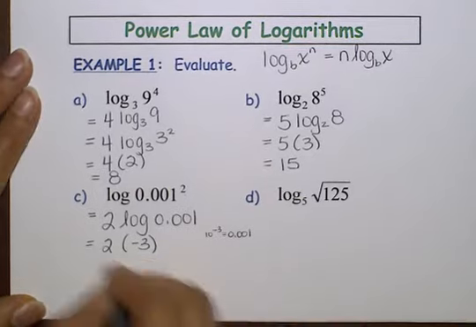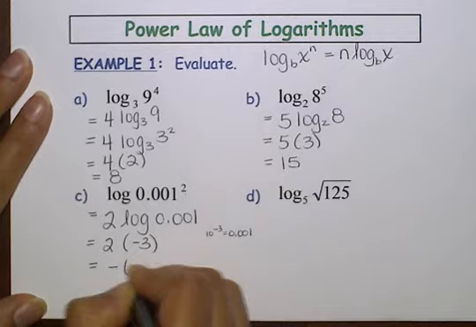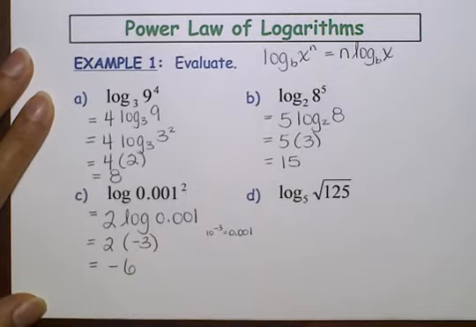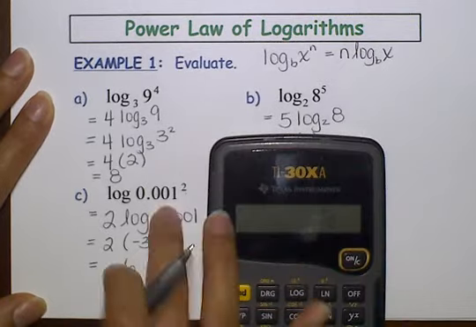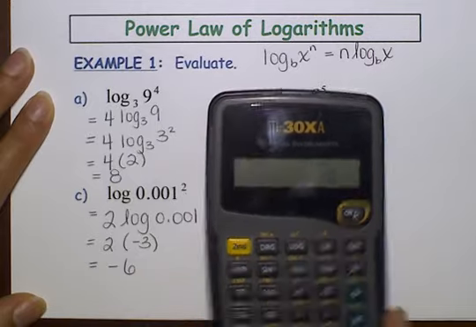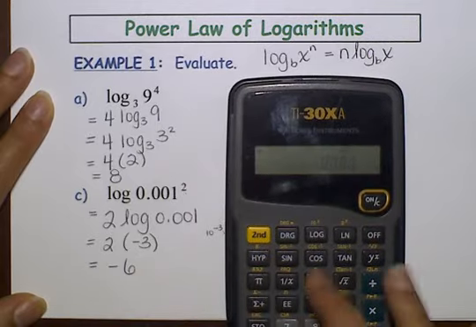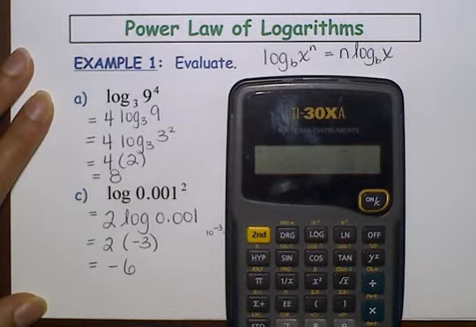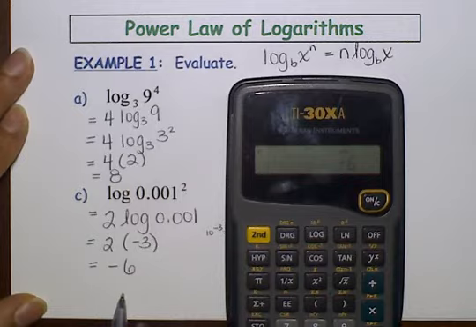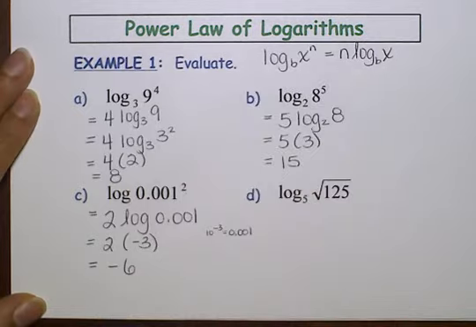Okay, to finish this off, I get a result of -6. And we can check that again on the calculator, because this one I can type into the calculator. If I look at 0.001 squared, and I find the logarithm of that, you'll notice that my answer is -6, which is exactly what I got when I applied the power law of logarithms. Let's take a look at the next one.